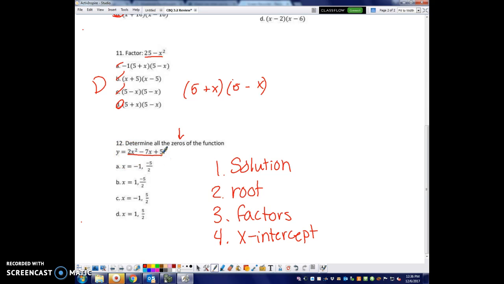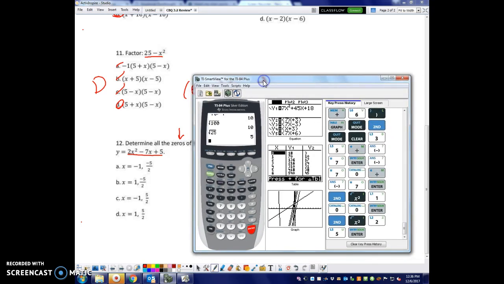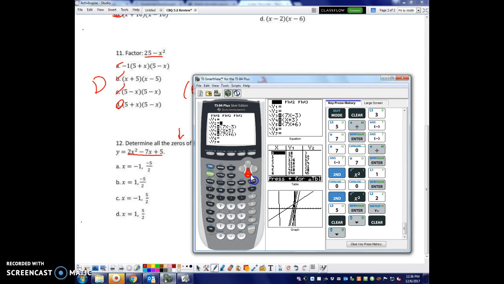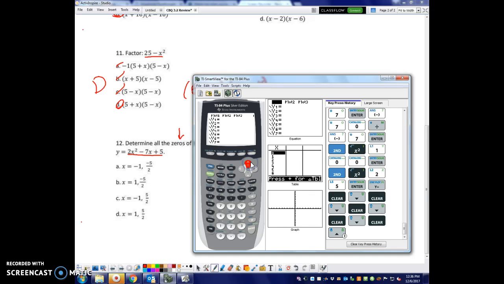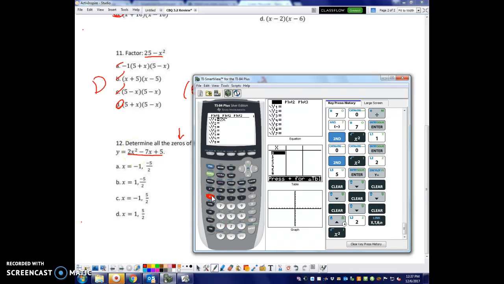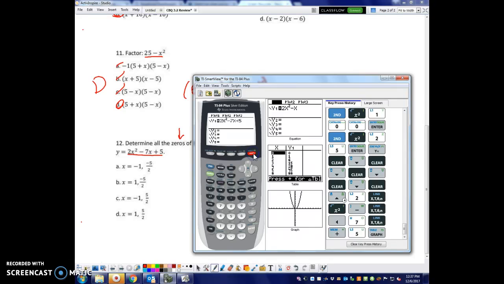So we'll type this in and find our x-intercepts. Let's move this over here so we can see. So go to y equals. Let's clear everything we have in there. Okay, so type in this equation, 2x squared minus 7x plus 5. Graph it. We are looking for our x-intercepts.